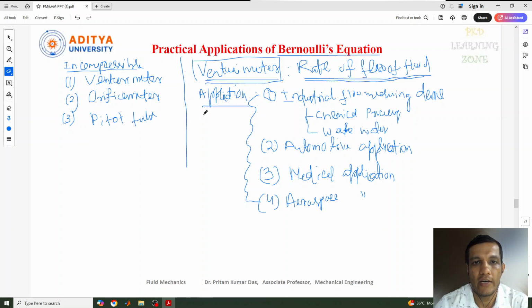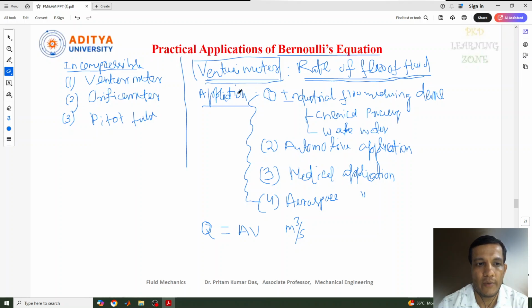The rate of flow, I already told you in our previous lecture, what is rate of flow, what is discharge, and what is the continuity equation. I have already made a video for that. The rate of flow is Q. We know that Q is the discharge of the fluid flow, calculated by the continuity equation, A1 V1, and the unit is meter cube per second. This is the rate of flow of the liquid.